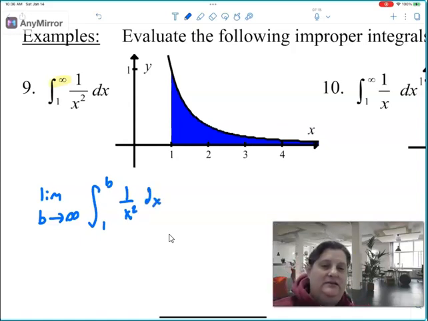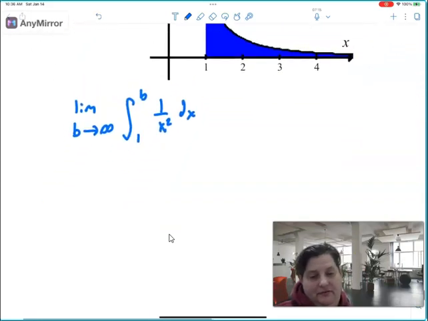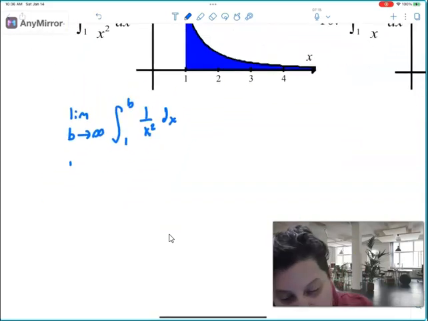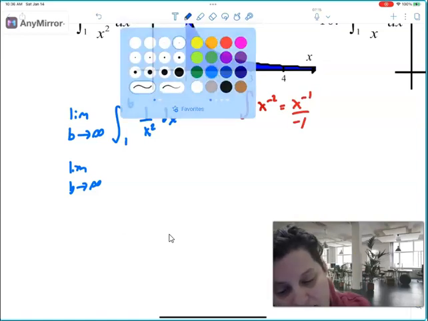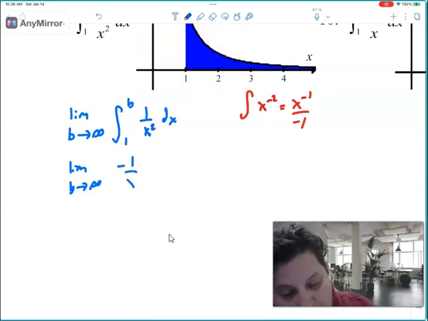This is more of a formal writing up. Would you have to formally write this up if you were on a multiple choice section? Absolutely not. This is the formal writing up for a free response or something. So it's the limit as b approaches infinity of, now x to the -2, let me just write this over here, is x to the -1 over -1. And so it's going to be -1 over x, evaluated from b to 1.